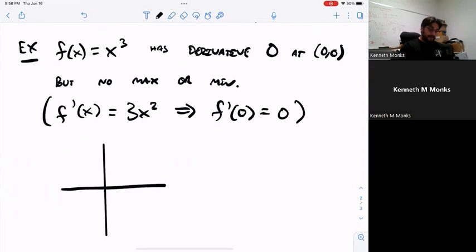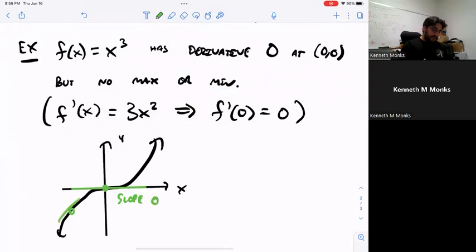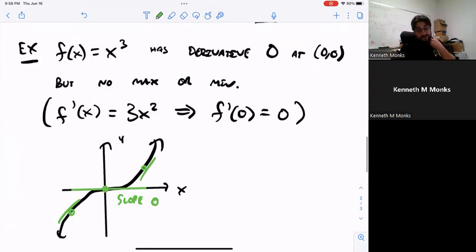Why does it have no max or min? Well, this graph is increasing everywhere. X cubed goes up, it levels off, and it keeps going up. That's why it has this horizontal tangent, because at the origin, it's actually completely level. It has slope 0. So it's uphill, and then it plateaus at the origin, and then keeps going uphill again. It doesn't go uphill, plateau, and then come back down. It just goes uphill, plateau, and then keeps going up. So that's an example of a function that does have derivative 0, but no max or min.